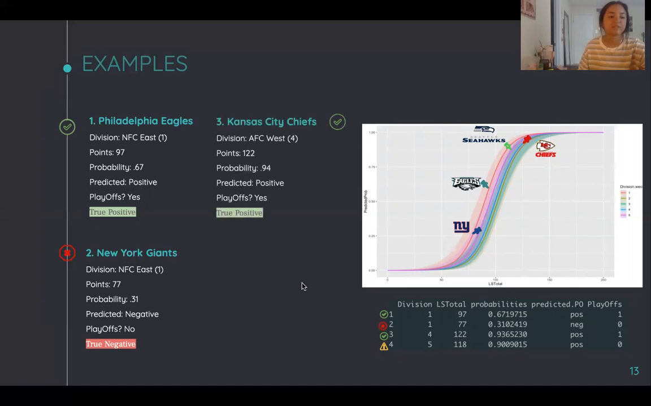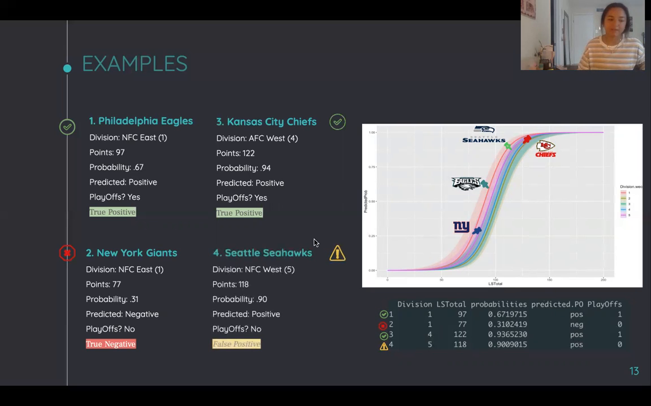The Kansas City Chiefs scored 122 points in the last 5 games of their season and have made it to the last 2 Super Bowls. They're in the AFC West, which is the blue line right here, division number 4. This gives them a 0.94 probability of making it to the playoffs next season, which is a positive prediction, and they did, so that's a true positive.